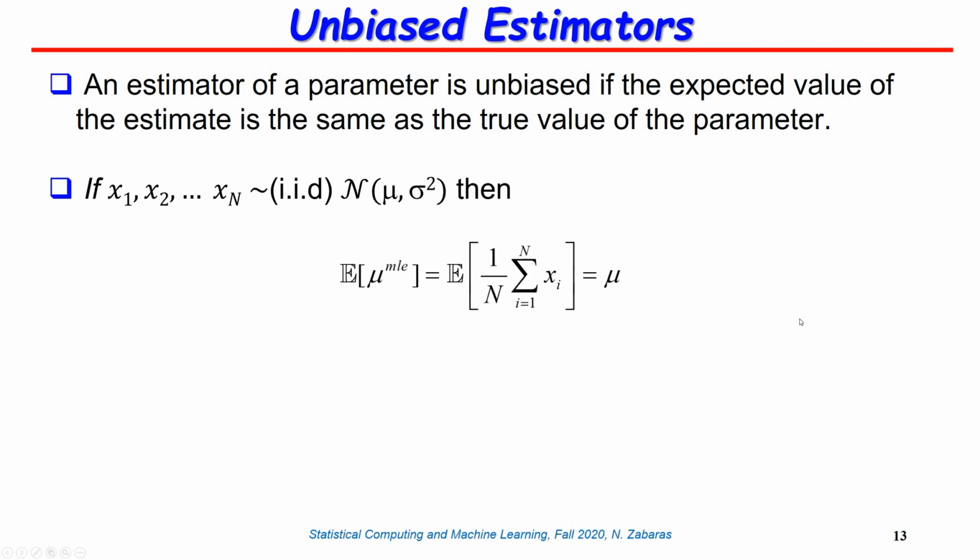And the answer is yes. There's not much to derive here. If you take the definition of the MLE and take the expectation with respect to the underlying Gaussian from where the data come, you can see directly that the expectation of the MLE estimate of mu is the true mu, and this is what we call an unbiased estimator. So the MLE estimate for the mean is an unbiased estimator.